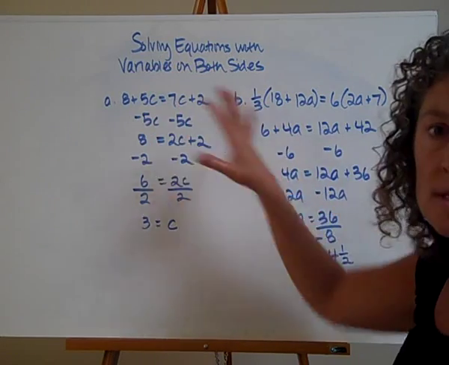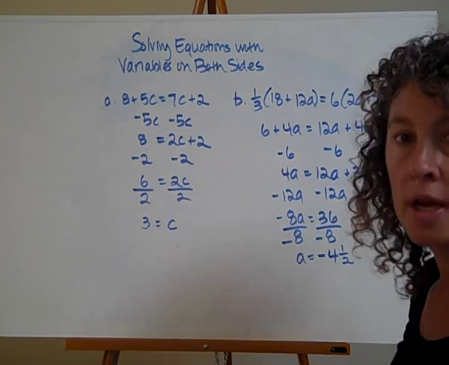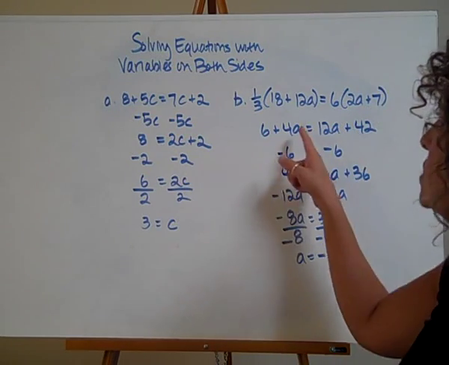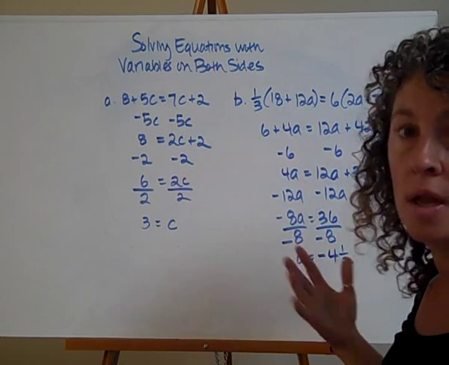And now it starts to look like this last problem. That's kind of what happens as we simplify things. They start to look more and more like other equations that we've worked with. So I want to get all the variables on one side and all the constants on the other. You can do that in any order that you'd like.